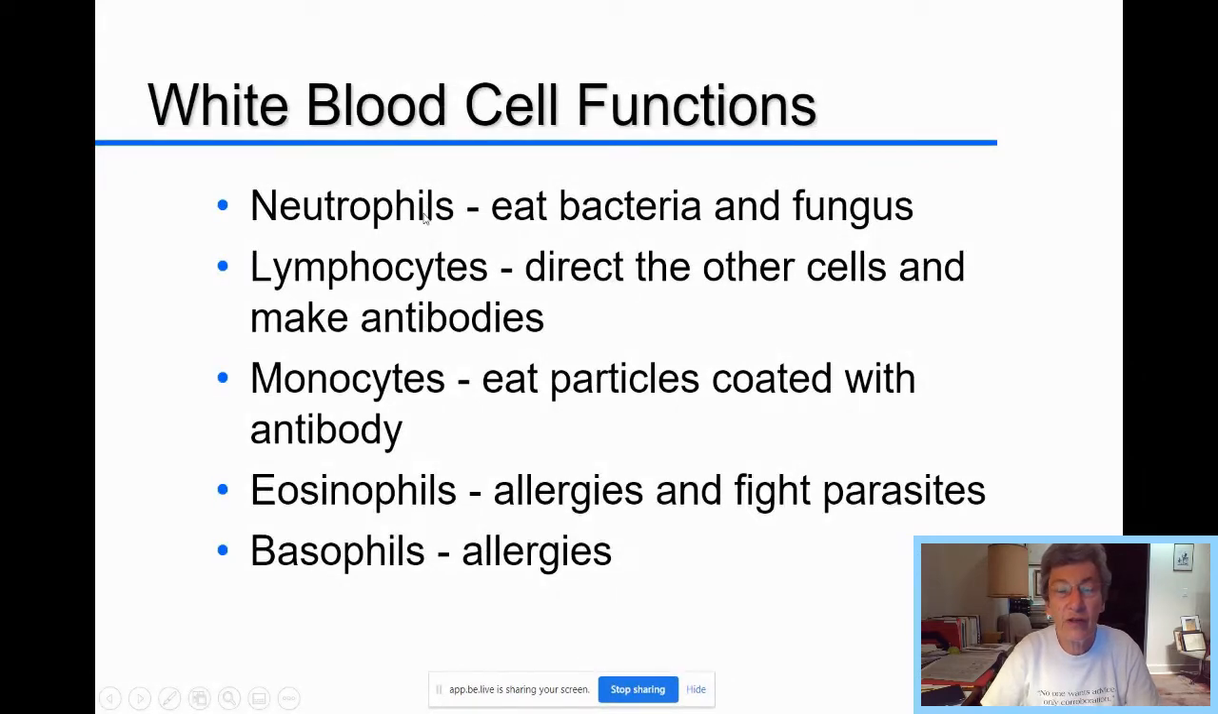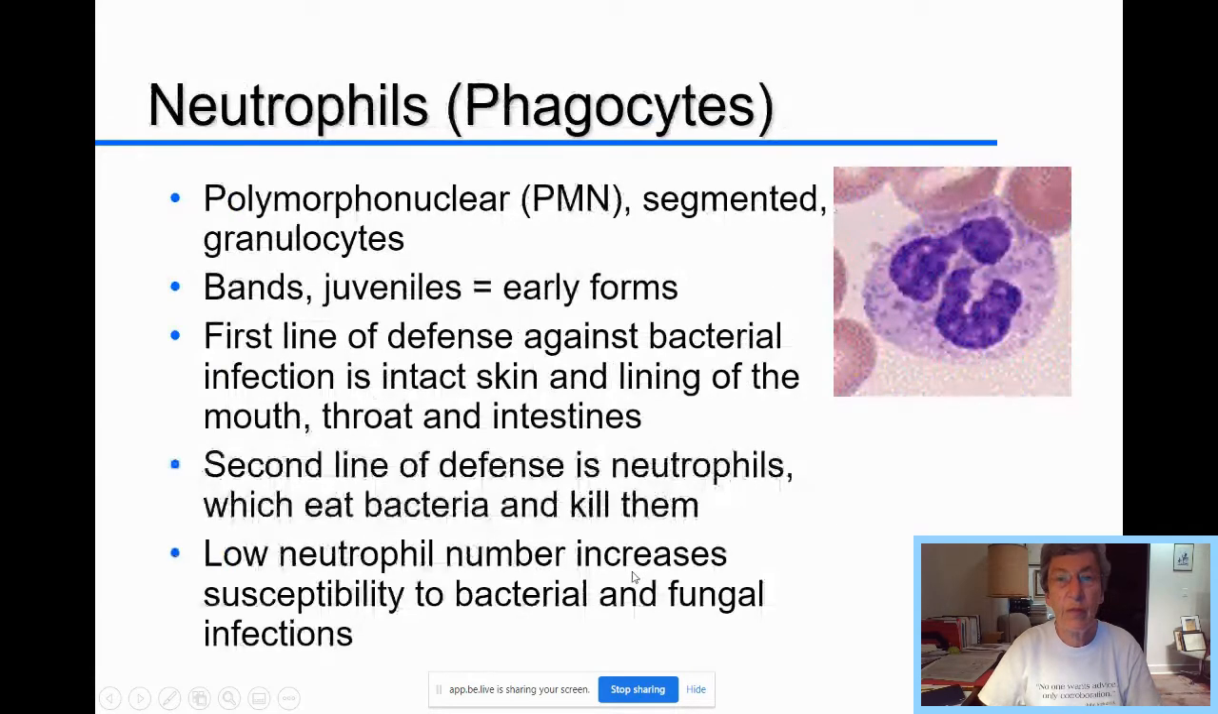Neutrophils are the phagocytes, as I said, so they'll eat bacteria and fungus. Lymphocytes are kind of regulators of other cell types and also make antibodies. Monocytes eat particles coated with antibody. Eosinophils are increased in allergies and fight parasites. Basophils can also be increased in allergies.